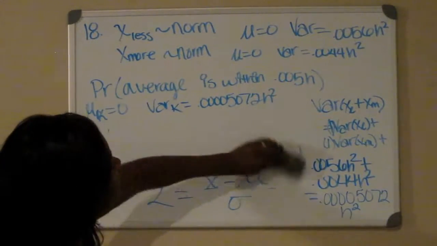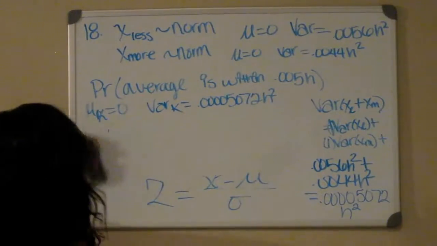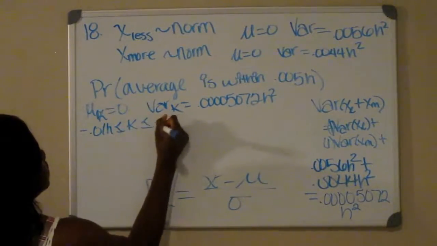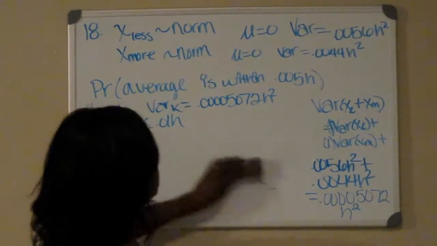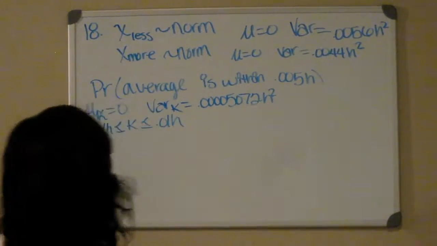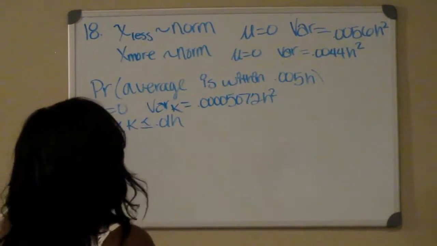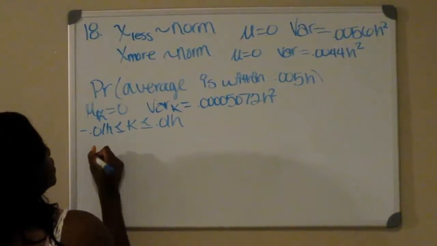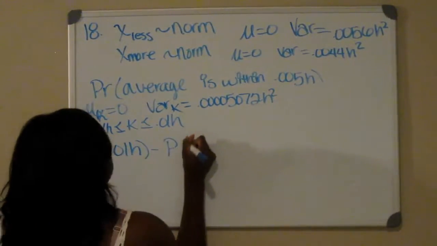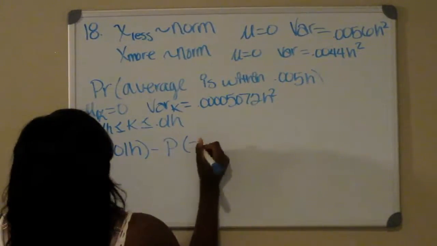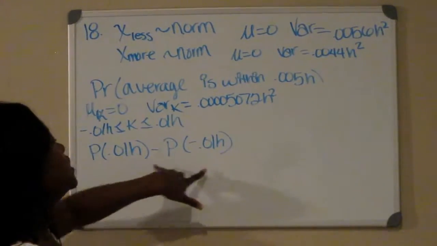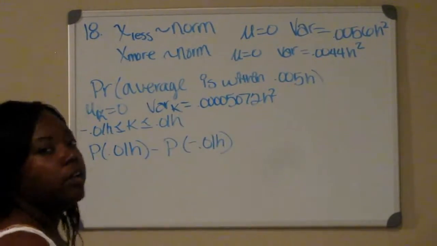Oh, remember that we're in between 0.01. So negative 0.01h less than or equal to k less than or equal to 0.01h. Alright. This right here, whenever you see this, this method always works. Never not seen it work. You want the probability of 0.01h, don't know if I'm writing this right, minus the probability of negative 0.01h, okay? And whatever this subtraction here gives you is what your answer is going to be.